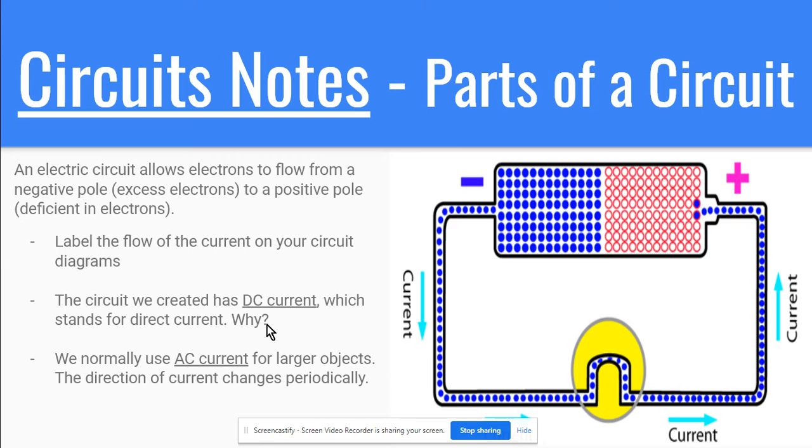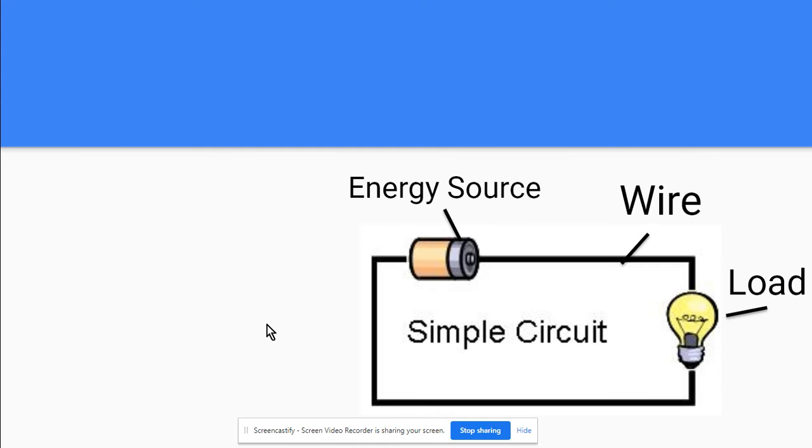Okay, you may think it's direct because we have the wires touching the battery, and that's a good thought. But it's a direct current because we have one pathway that the electrons are flowing, one direct pathway. In everyday life, like when we plug in our appliances at home, we use an AC current, which stands for alternating current. And that means the direction of the current changes back and forth at a certain rate.